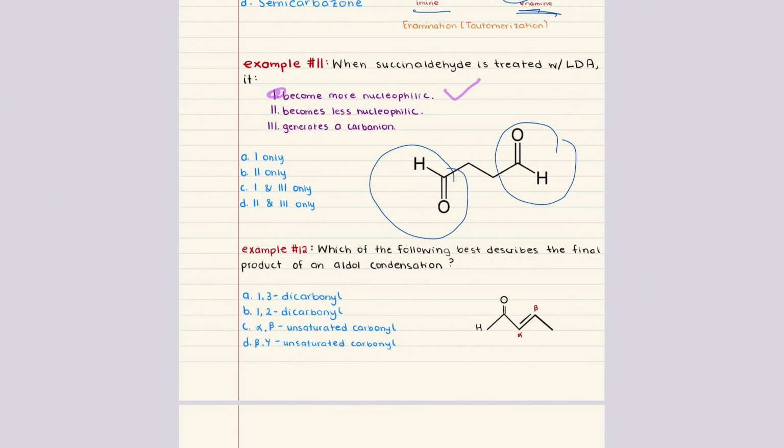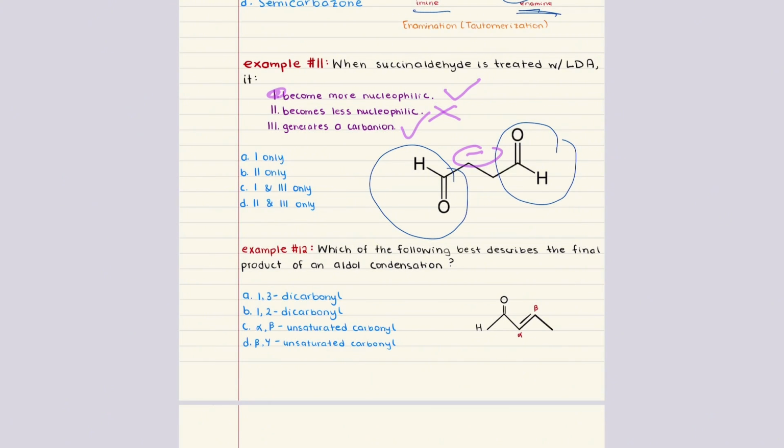Statement 2 says it becomes less nucleophilic. This is false. The opposite is true. The compound becomes more nucleophilic after deprotonation. Then finally, statement 3 says it generates a carbanion, and this is true. The base takes away an alpha hydrogen, and that forms a negatively charged carbanion stabilized by resonance with the carbonyl.